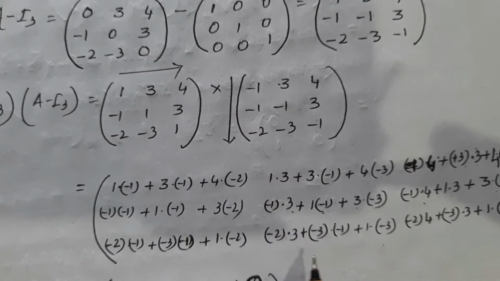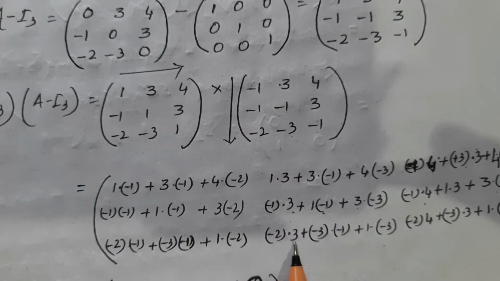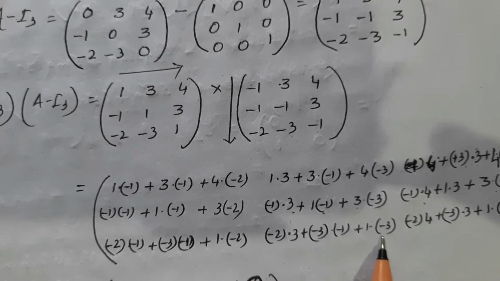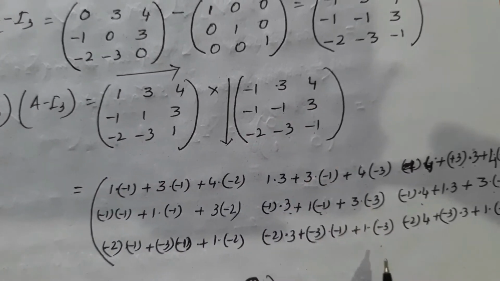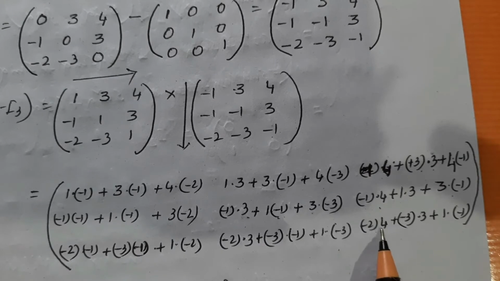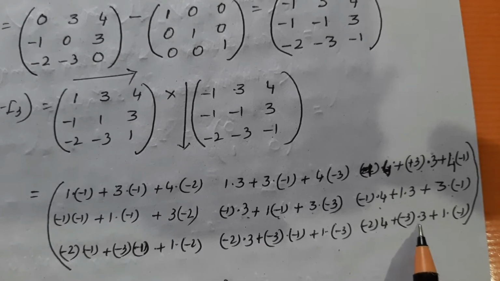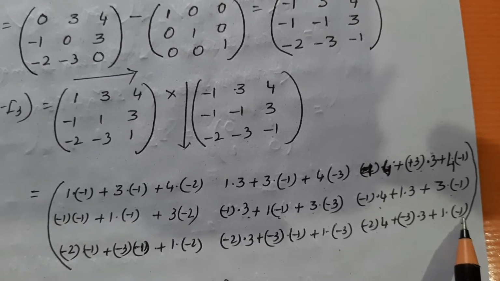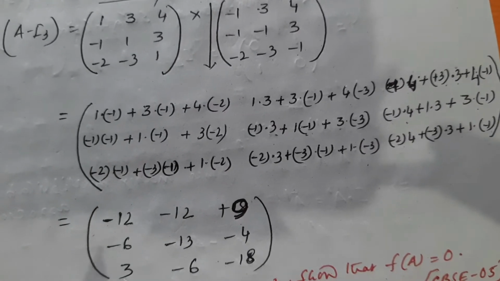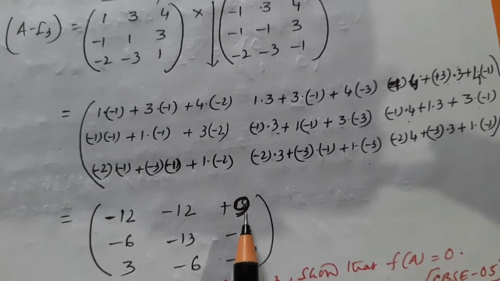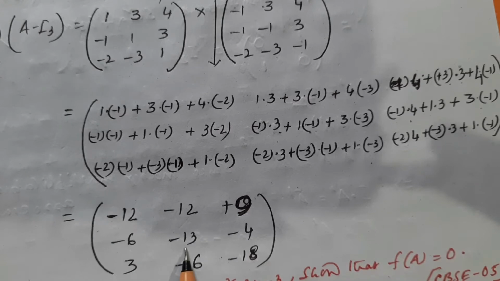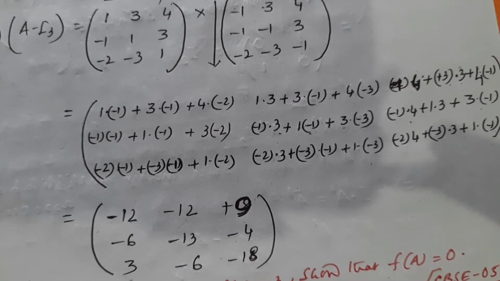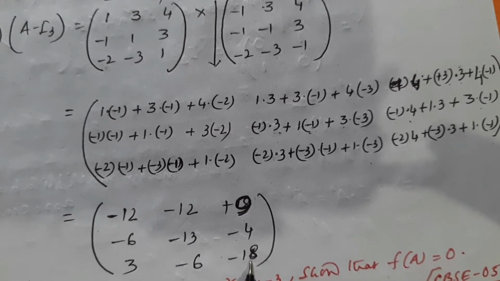Third row multiplied with the second column, we get minus 2 into 3 plus minus 3 into minus 1 plus 1 into minus 3. Third row multiplied with the third column, we get minus 2 into 4 plus minus 3 into 3 plus 1 into minus 1. So if we simplify, we get minus 12, 9, minus 6, minus 13, minus 4, 3, minus 6, minus 18.